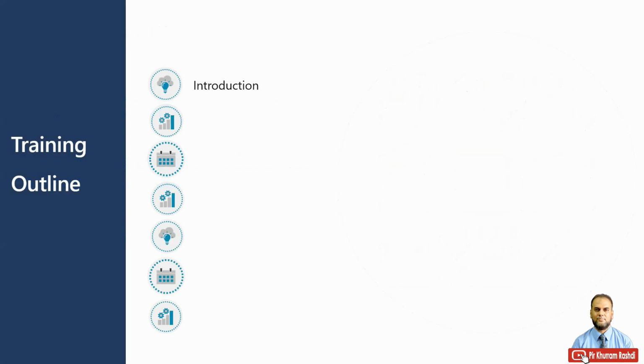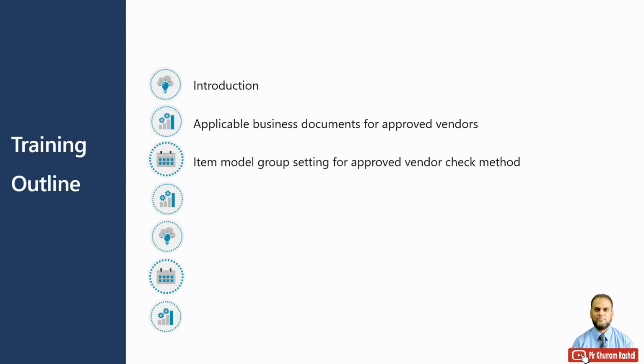First we will start with the introduction: why it is necessary to only order products from specific approved vendors. Secondly, we will cover what documents in D365 FNO are applicable in this scenario, and where the system will check for the approved vendors. And also we'll discuss our item model group setting, which is a valuation method in the system for the inventory.